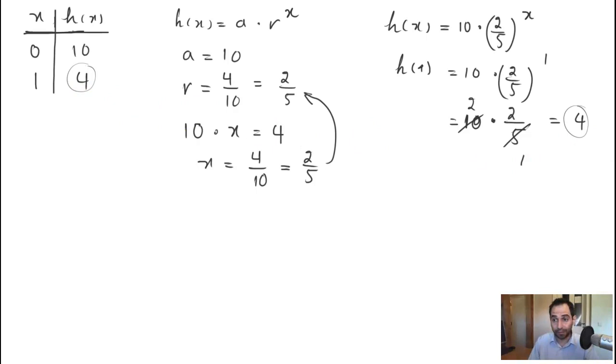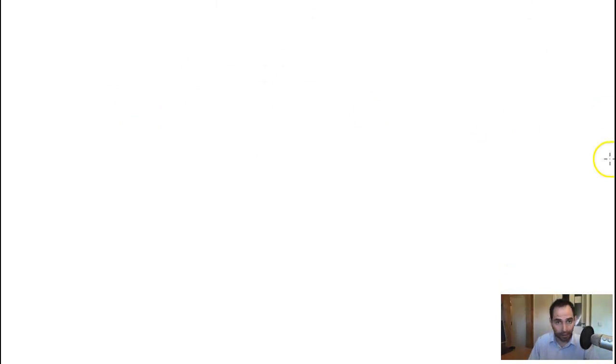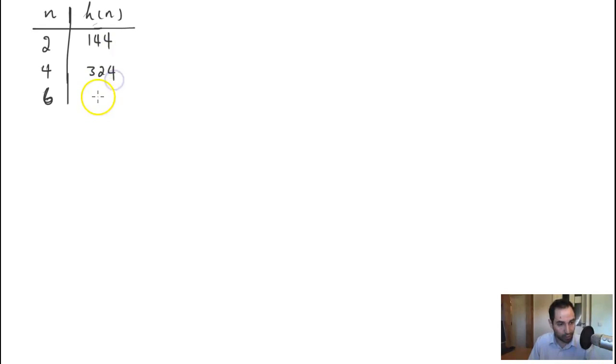So then this is basically another example. We can do one more of these. Let's say you have n and h of n, and you have 2, 4, 6. Oh, this is a good example. 144, 324, 729.